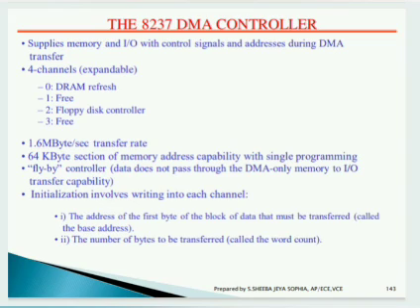First, channel 0 is for DMA DRAM refresh, channel 1 is free, channel 2 is for floppy disk control, and the third is another free channel. Here it operates at a 1.6 megabyte per second transfer rate. It has 64 KB memory address capability with single programming. A flyby controller is available, that is, data does not pass through the DMA, only memory to IO transfer capability. The initialization involves writing into each channel the address of the first byte of the block of data and the number of bytes to be transferred, which is called the word count.